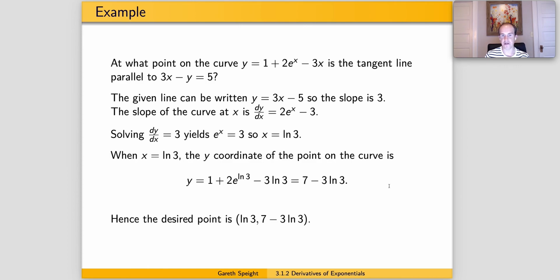Okay, so that's our point. Remember, points are specified by 2 coordinates. Okay, that's it for this time. So remember that the derivative of e to the x is e to the x. The derivative of b to the x is b to the x times the natural logarithm of b. And we can combine that with the rules we've seen before.